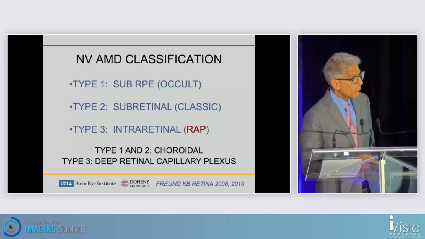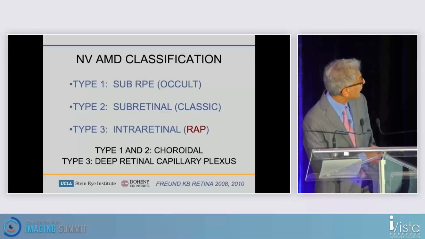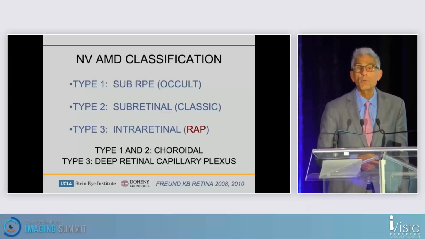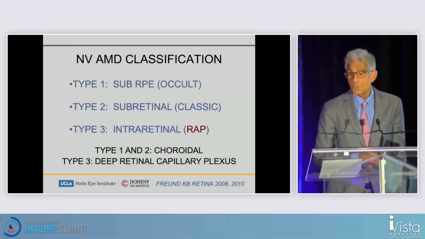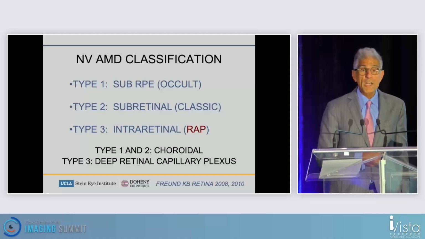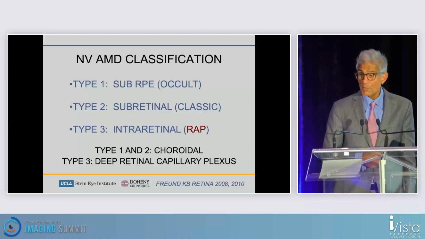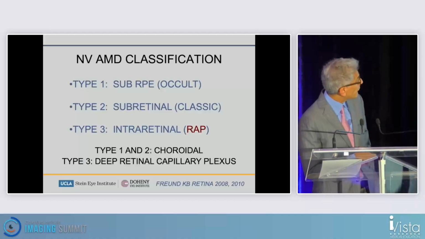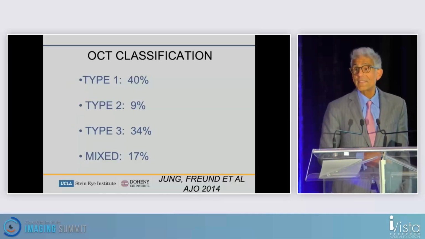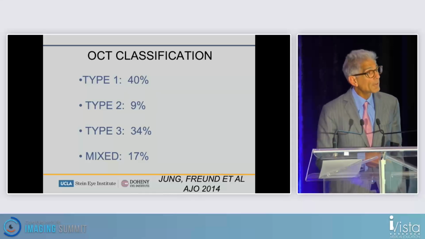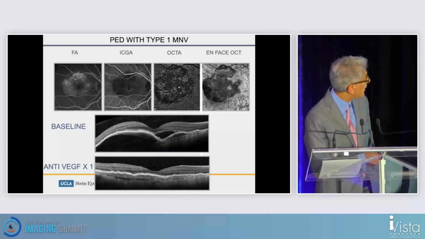AMD that was referred to before OCT as RAP lesions, and Bailey-Freund referred to this as type 3 because the predominant location was in the retina. And at that time, they still didn't understand if these lesions were originating from the choroid or originating from the retina. Later with OCTA, as I'll show you, these lesions were shown to be originating indeed from the retina, from the deep capillary plexus. And the type 3 intraretinal form that we refer to as RAP is actually a very common component of neovascular AMD that you can appreciate in almost a third of your patients.